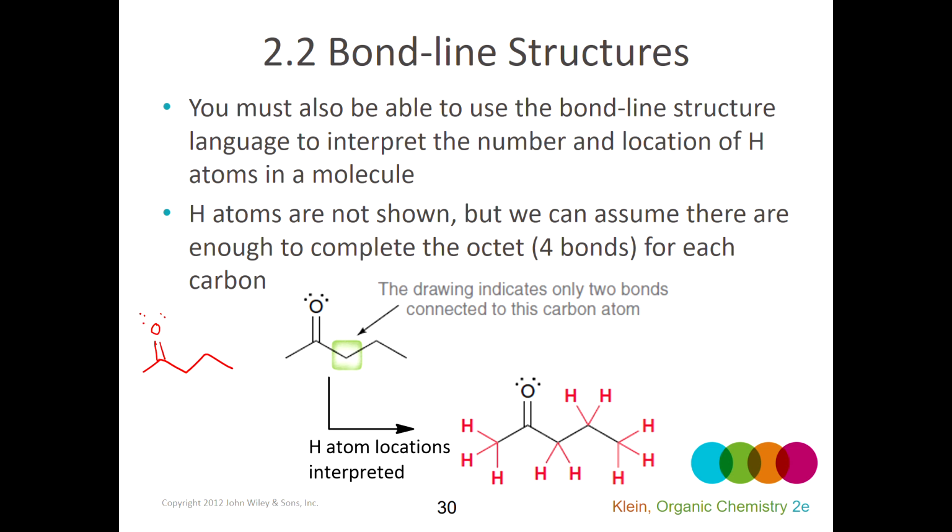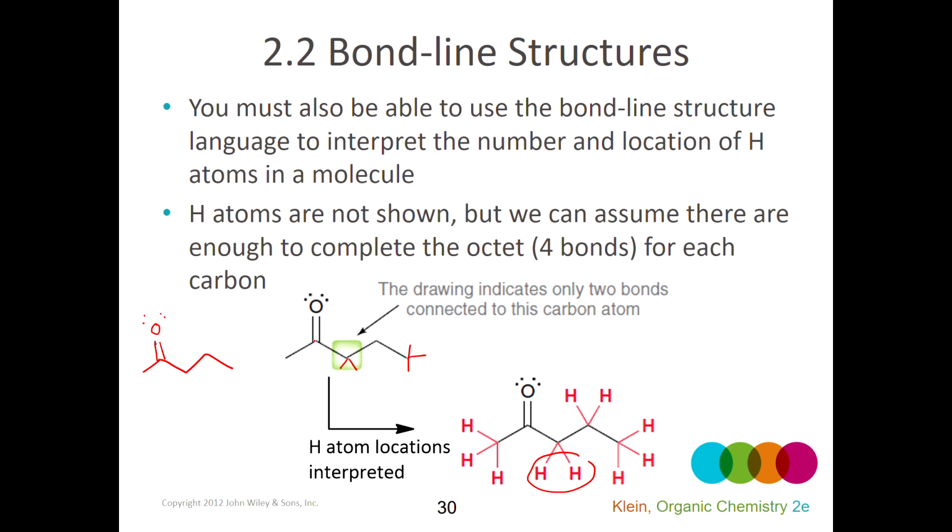It's also good to get into the habit of drawing in the lone pairs. Sometimes I don't do that just because it's easy and faster not to, but it's a good habit to try to get into drawing those in. And then when you see the bond line representation, again, you know each carbon needs 4 total bonds, so you know that there's 2 hydrogens on any carbon that only has 2 bonds shown, and 3 hydrogens, obviously, on any carbon that only has 1 bond shown.